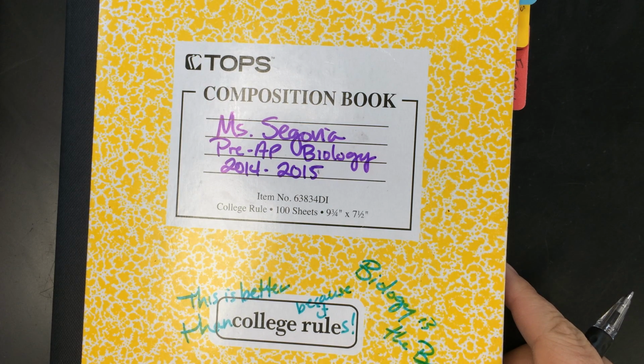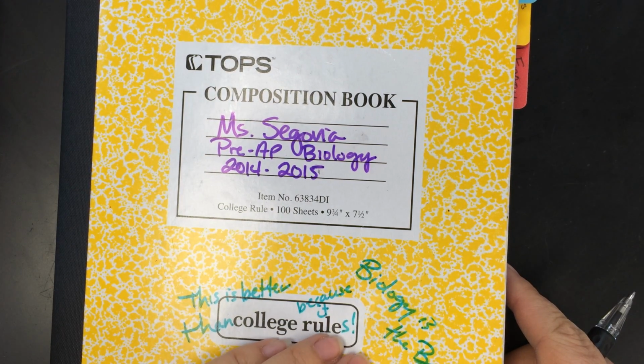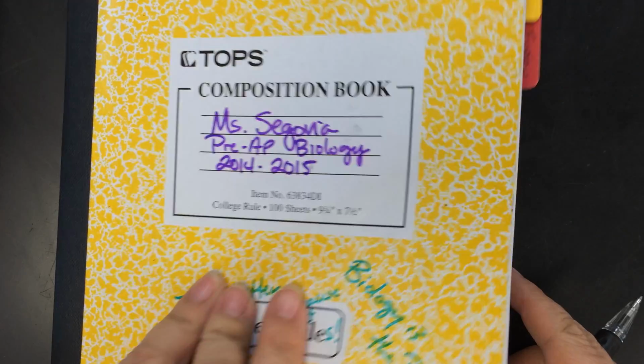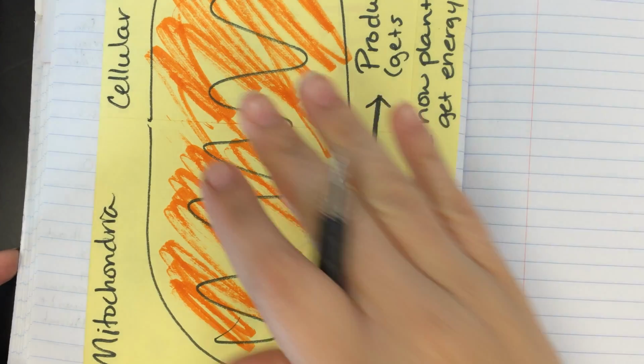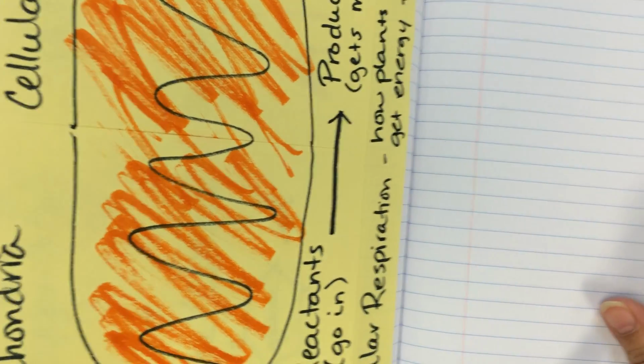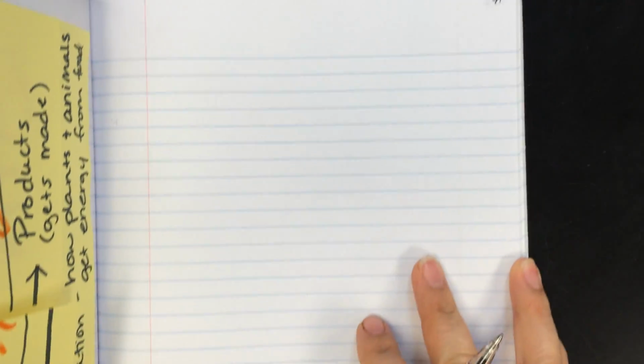Hi everyone, this is Miss Segovia and I'm going to show you how to do your notes for cellular respiration. So in your notebook you're going to go to the page where you put your giant mitochondria on the left side, and we're going to put your notes onto the right side.